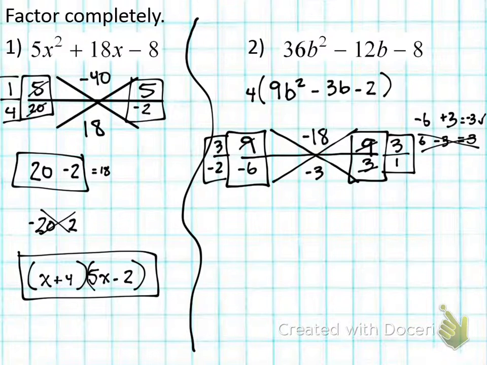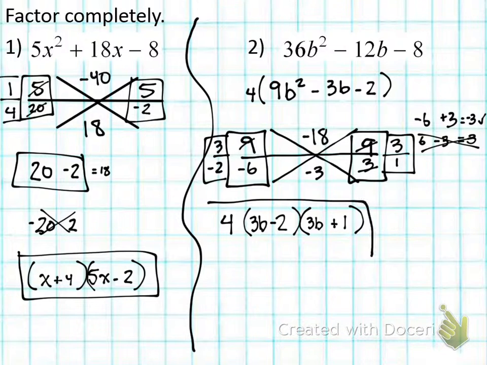Then we're going to create a set of binomials showing the factored form of this, okay? And not forgetting the 4 in the front. So we got 3b minus 2 times 3b plus 1. And that's it. We're all done. Mark your answer. Right? Easy, right?